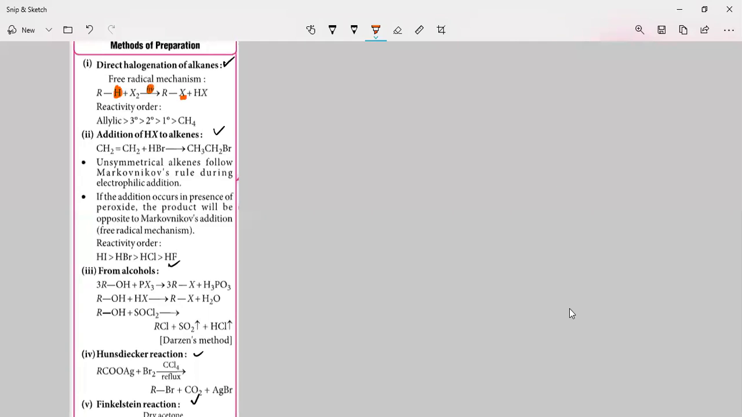Next, let us go for the reactivity order. Here you can see the reactivity order. Allylic alkanes are more reactive, followed by tertiary, followed by secondary, followed by primary, followed by methane. In direct halogenation of alkanes it follows this order. Allylic is more reactive, which means halogenation takes place very easily compared to tertiary alkanes, followed by secondary alkanes, primary alkanes, and methane. So this is the order we are going to get.